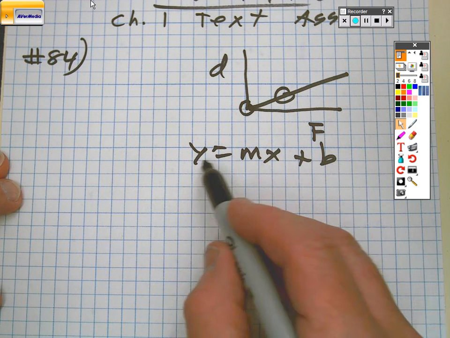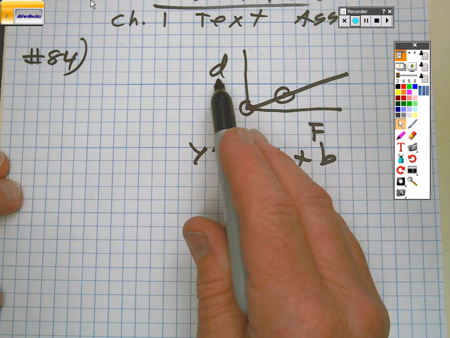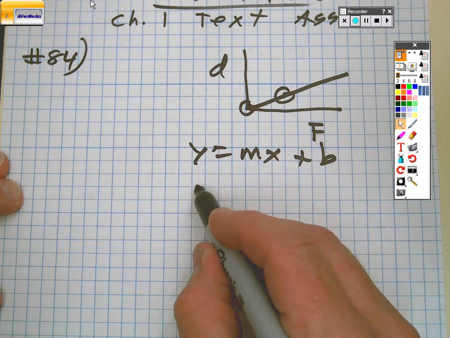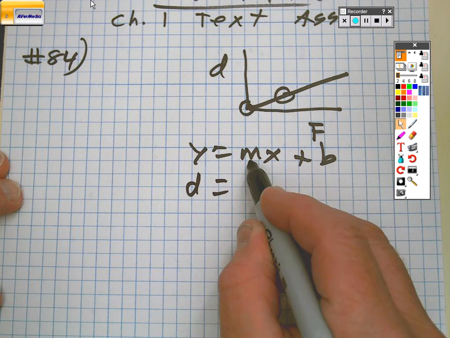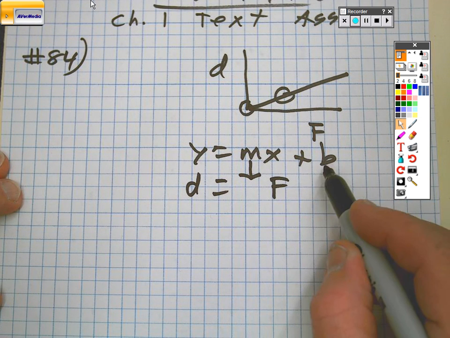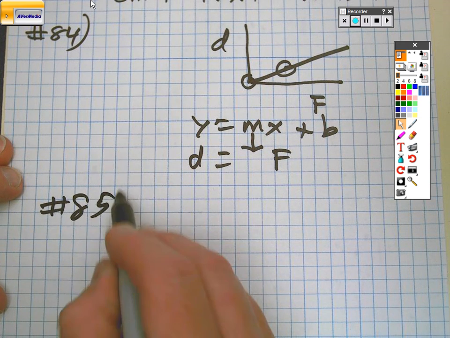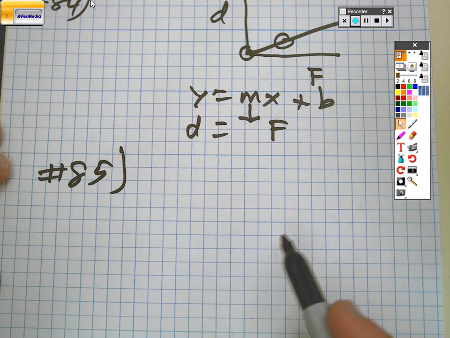When you write y equals mx plus b, if this is not called y, don't call it y in your equation. So it should be d equals whatever the slope turns out to be times the force, but there is no y-intercept. Number 85 is a very similar kind of question.